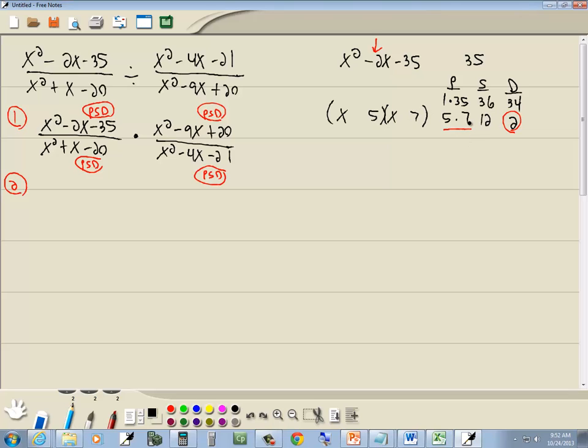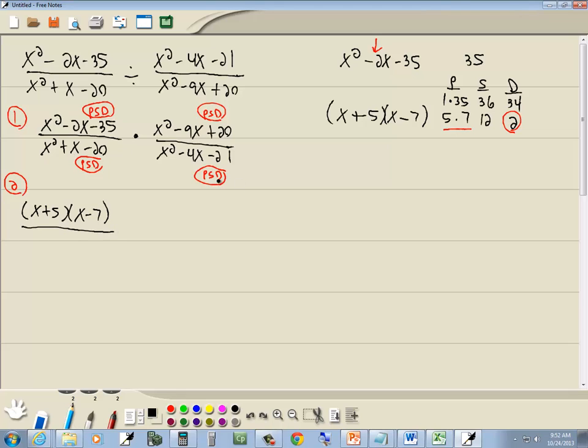Now our larger number that we're using in the P column, which is a 7, is always going to be the same sign as the middle term, which in this problem was negative. The number we circled in the difference column, D for different signs, means one will be positive, one will be negative. Since the 7 is negative, then the 5 has to be positive. So this first one factors as x plus 5 times x minus 7.